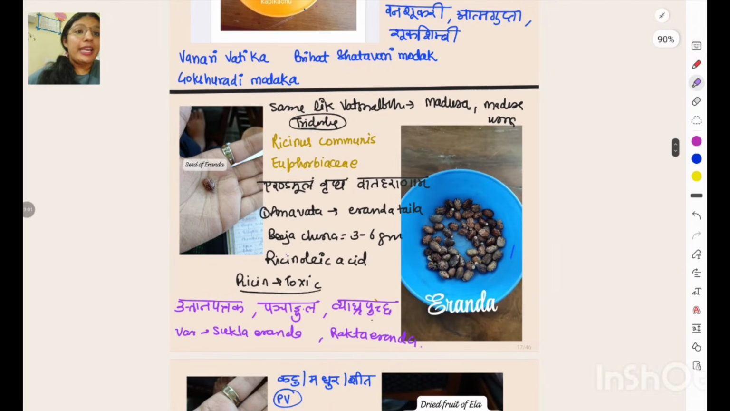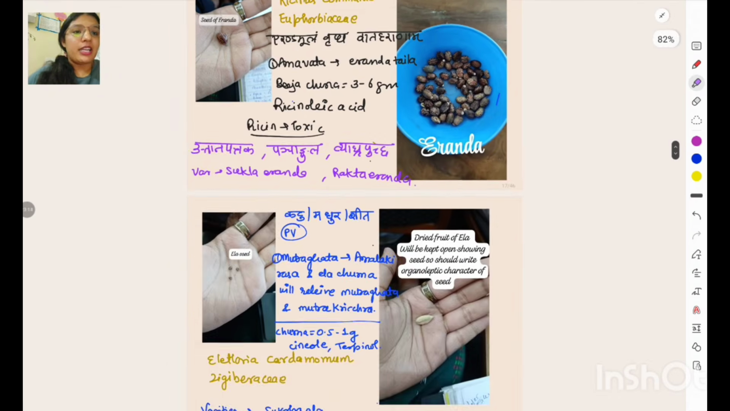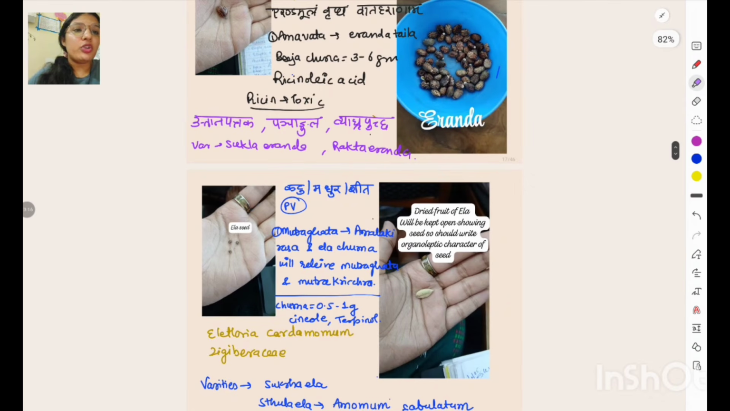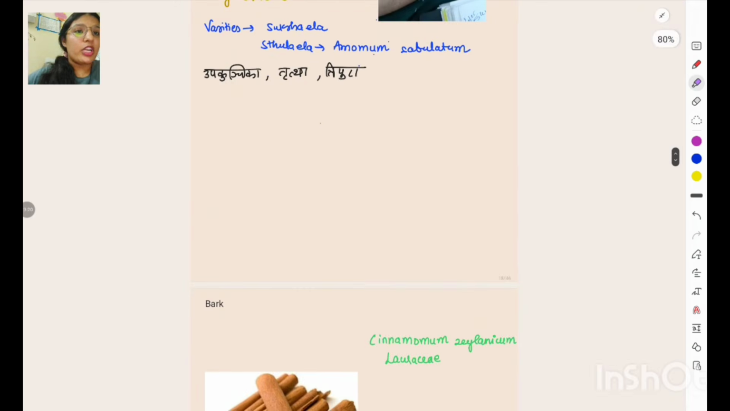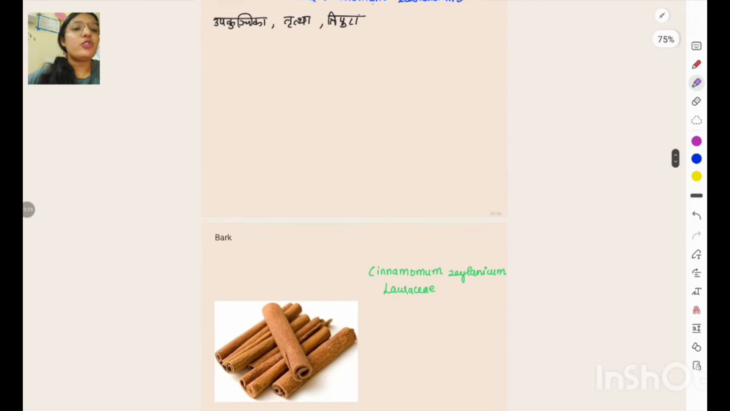Next is your Eranda, very important, okay. In exam also it came now. So Eranda has the same Rasa Panchaka like that of Vatsanabha: Madhura Rasa, Madhura Vipaka, Ushna Virya. And Eranda Mula is Vriddhi and Vatadharanam. Its synonym is Uttanapatrakam, Panchangulam, Vyaghrapuchha. Next seed important is Ela. I have written all important points here, and varieties are 2, Sthula Ela and Sukshma Ela.